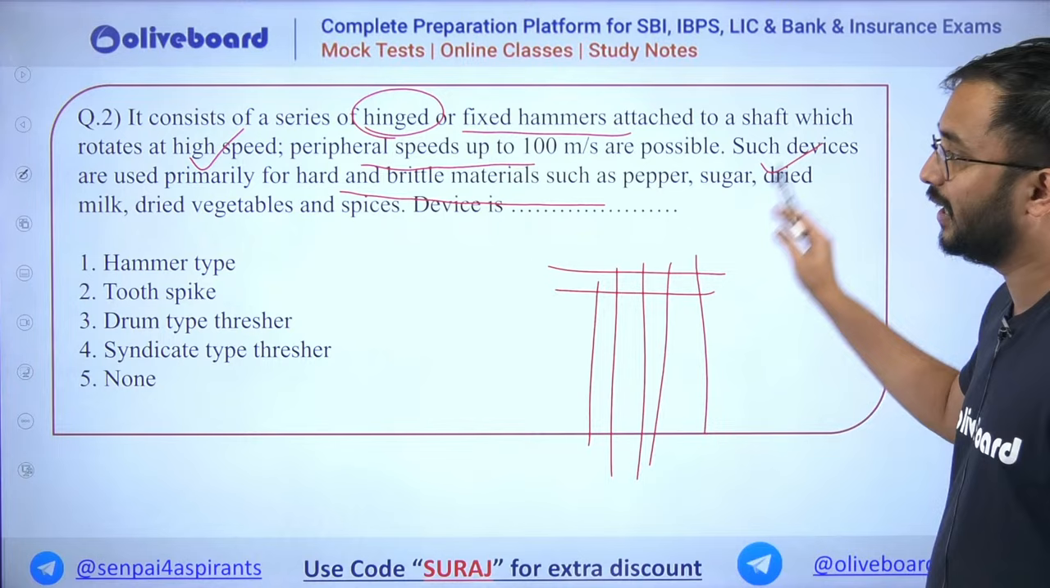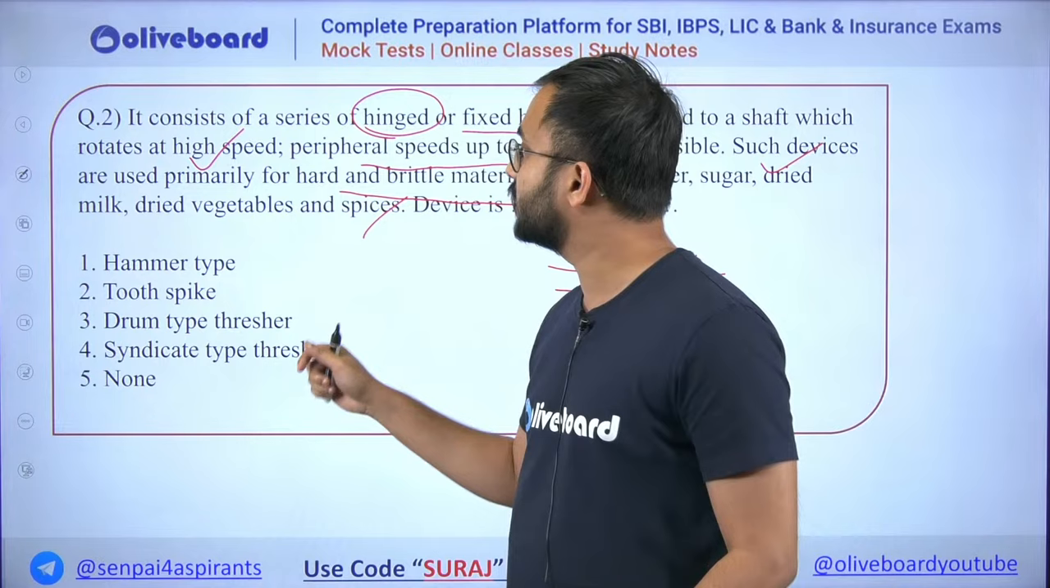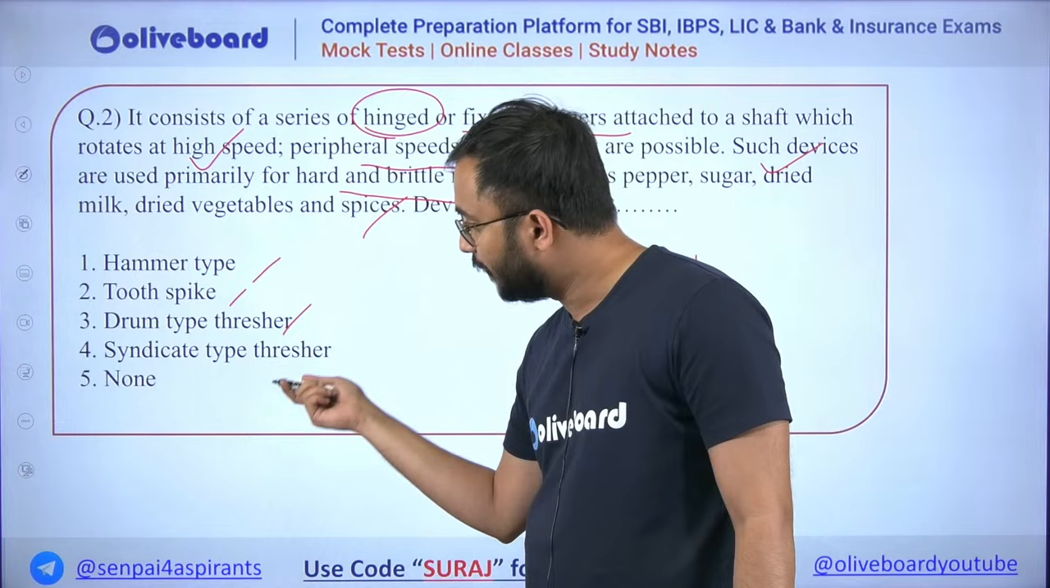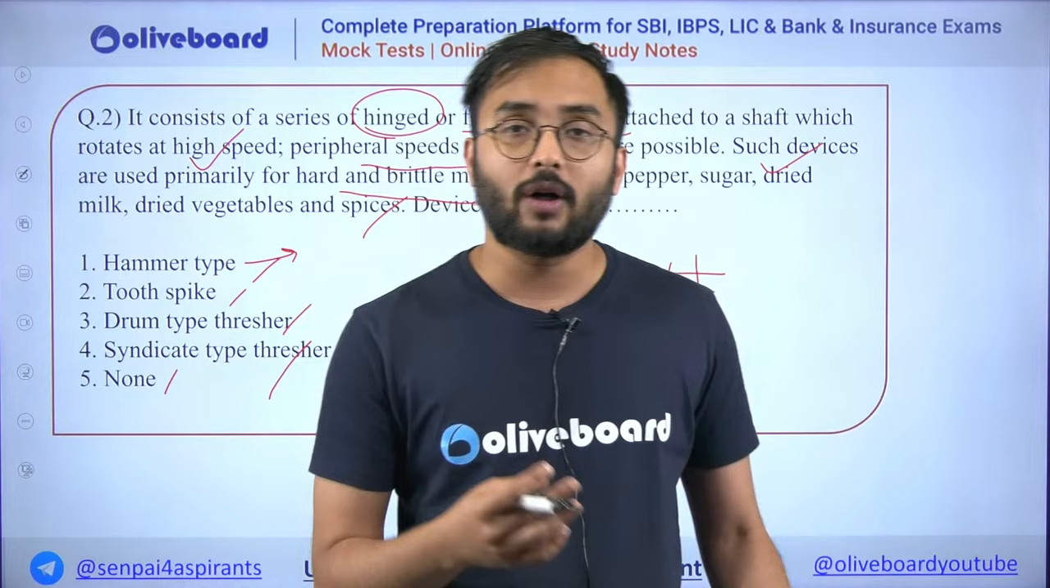So generally ऐसी equipment आपने घर में देखी होगी, hammers को use किया जाता है to crush your spices. So which is this equipment type all about? Hammer type, tooth spike type, drum type thresher, syndicate type thresher and none of the above. So give your answers. Saket is saying one. So Saket is saying hammer type. So in our household, your mother, your granny, or maybe in the kitchens, you would have used different hammer type.